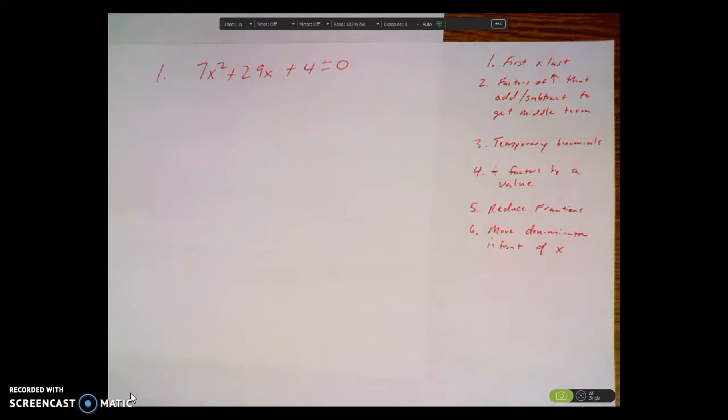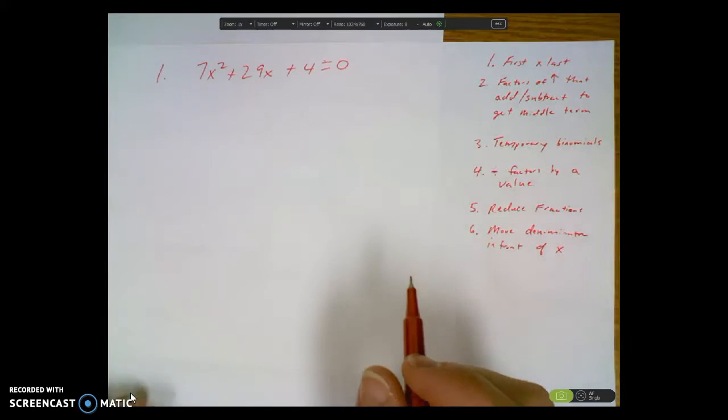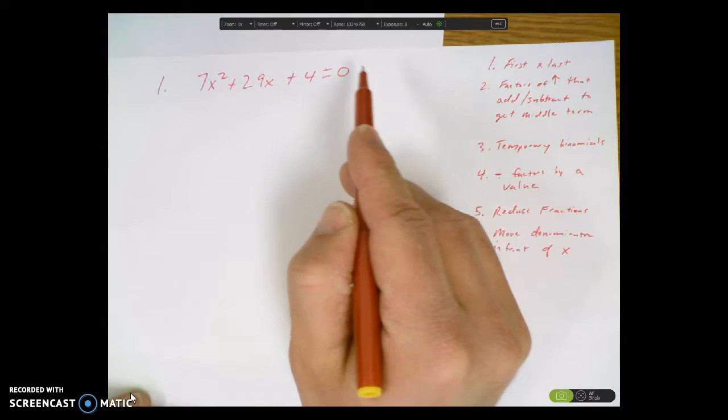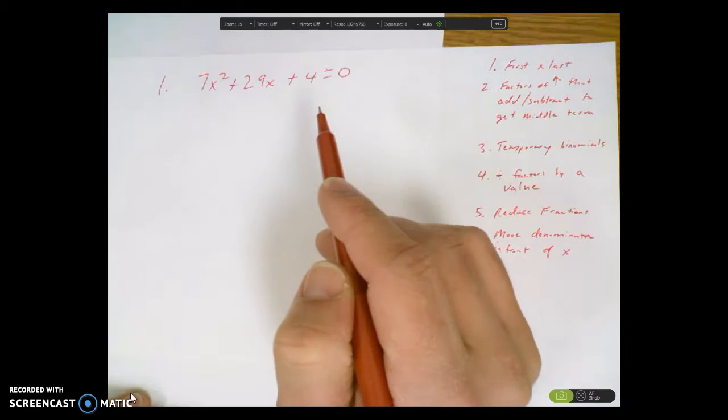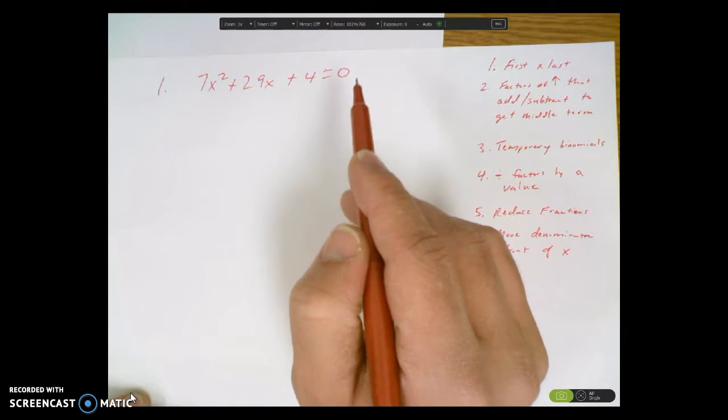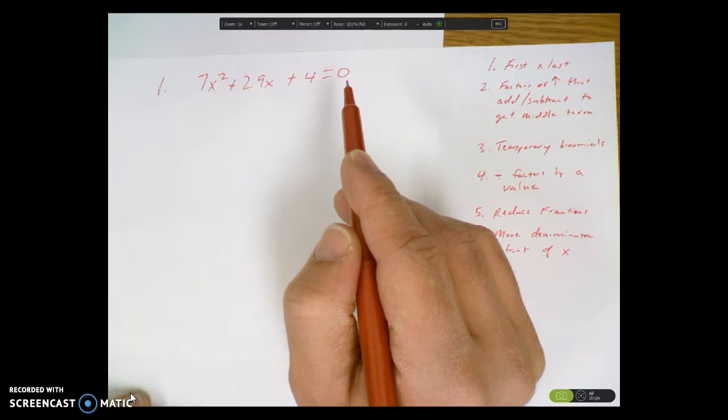Hello, today we are going to talk about factoring a trinomial with an a value as well as solving it. So we're not only factoring this problem, we're solving it. We know that because it's an equation, all right? And right now it's already set up to equal 0, so we're good to go.